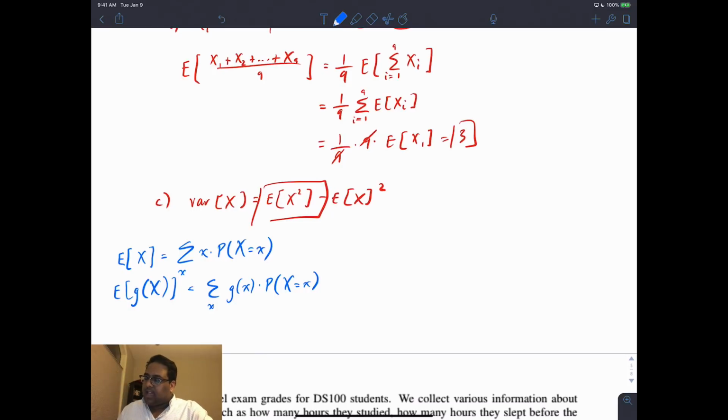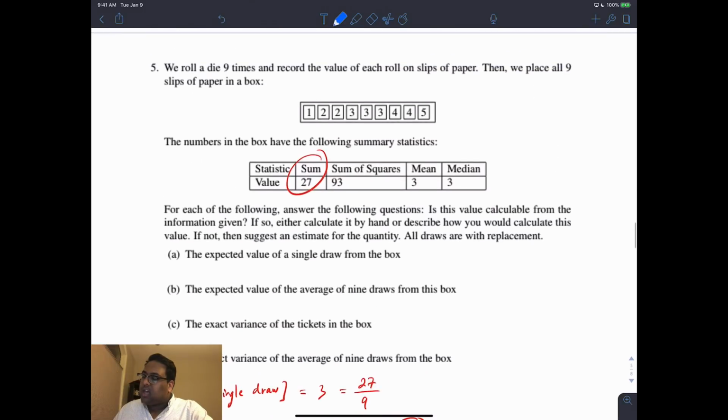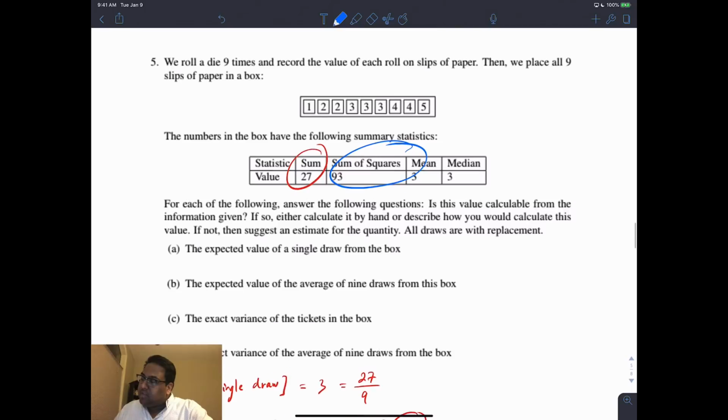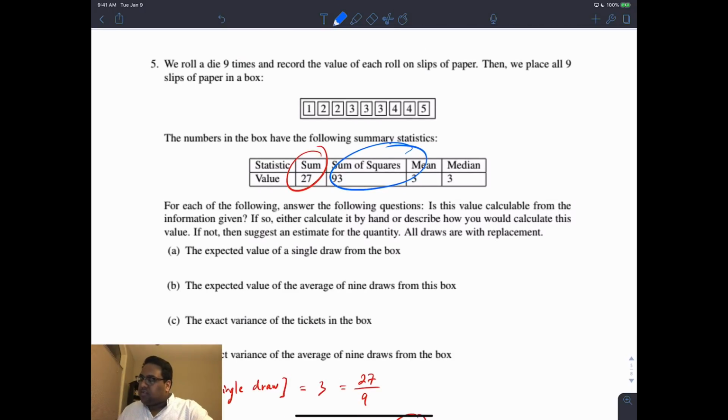Okay, so the expectation of x squared is a sum over all possible values of x squared times the probability of assuming the value little x. Okay, and what can we use in terms of what's given? Well, we have what the sum of the squares is. It's 93. And each of the 9 slips is equally likely because we're told, or we sort of assume, that they're all equally likely to be selected from this box.